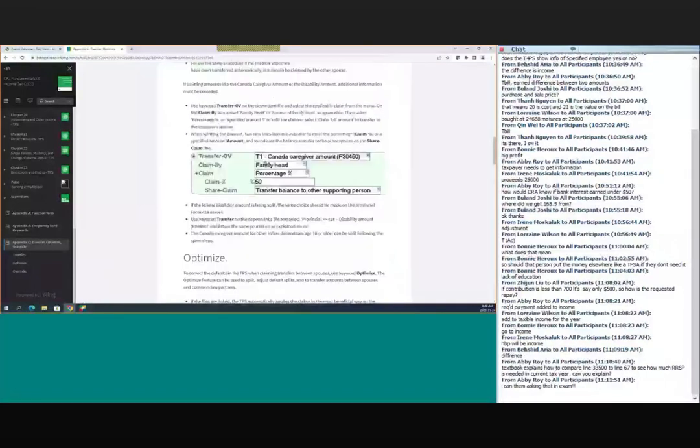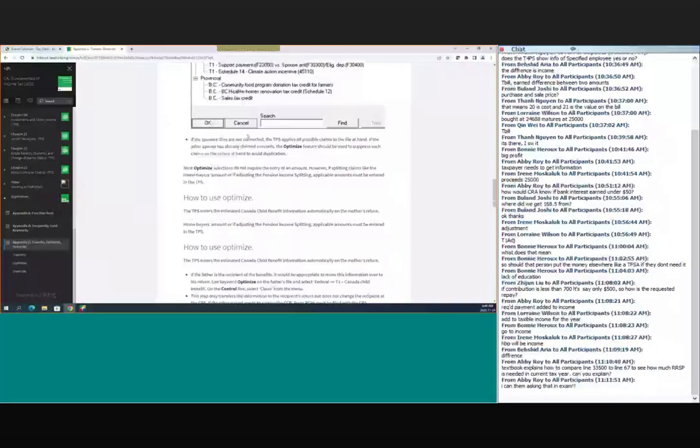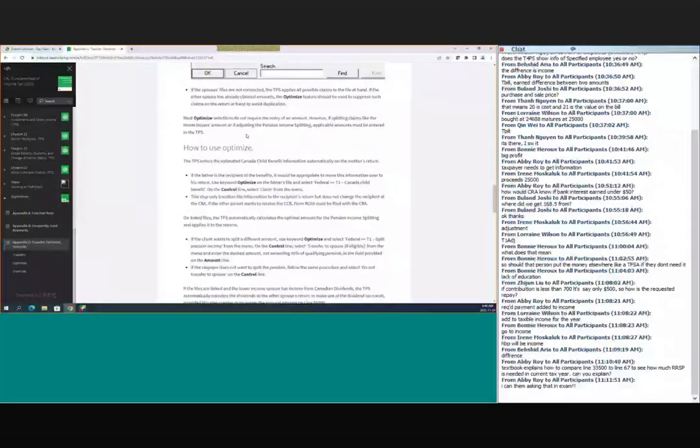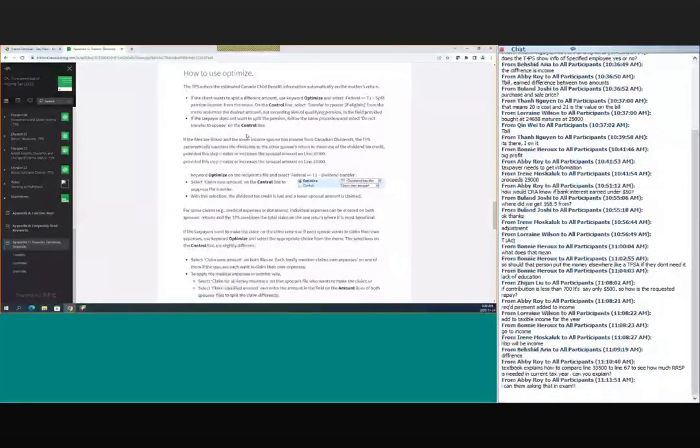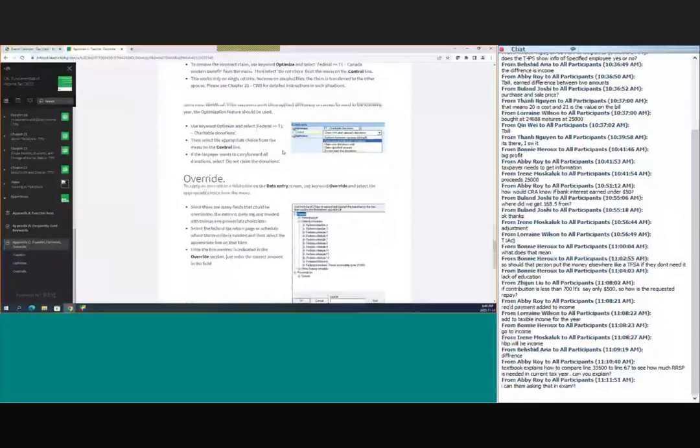So the first part was about transfer override, and then how to optimize. And here it shows you all the deductions and credits that you can optimize between the spouses. So please, it would definitely be worthwhile reading it to understand it better. So this is quite an explanation.